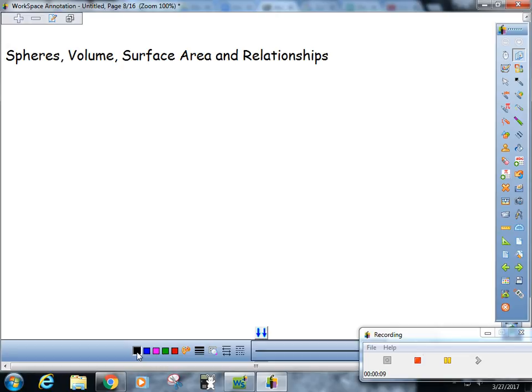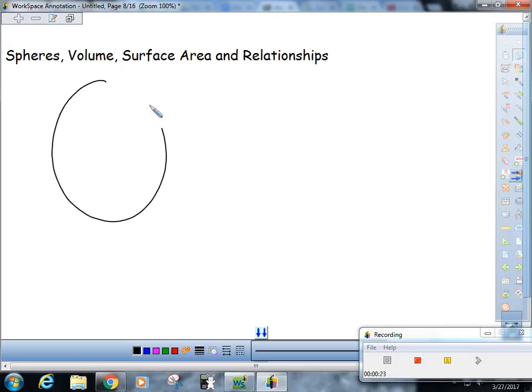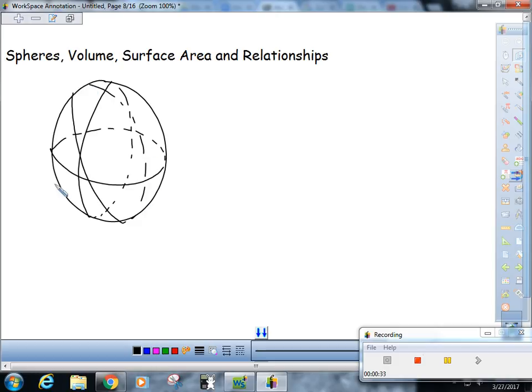This lesson is about spheres, volume, surface area, and relationships. All right, let's get on with it. Spheres, three-dimensional circles, made up of lots of circles. I mean, infinitely many circles. Okay?